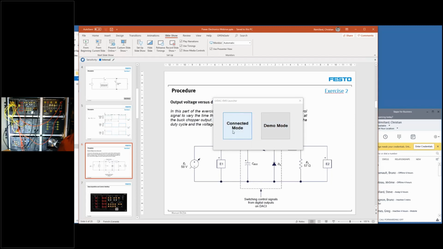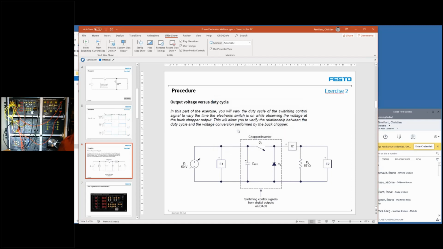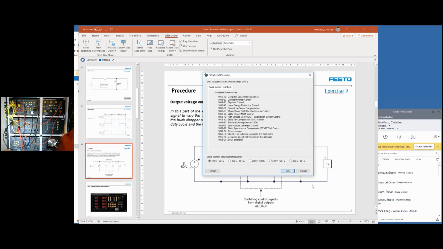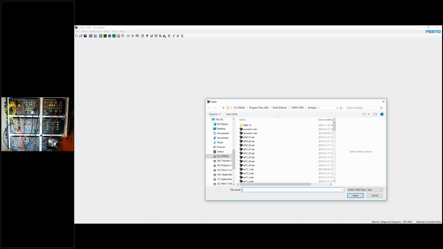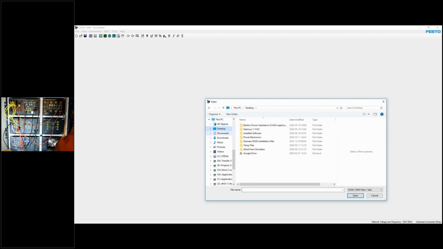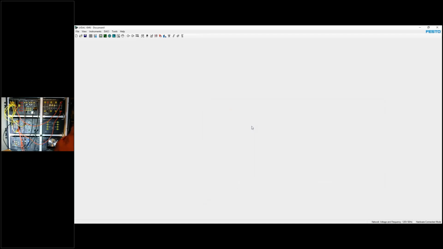Right now I am connected to my equipment, so I will use the connected mode here. And I will load a pre-saved configuration file to once again speed up the process of setting up everything. So I have simply created a file for the buck chopper configuration here.